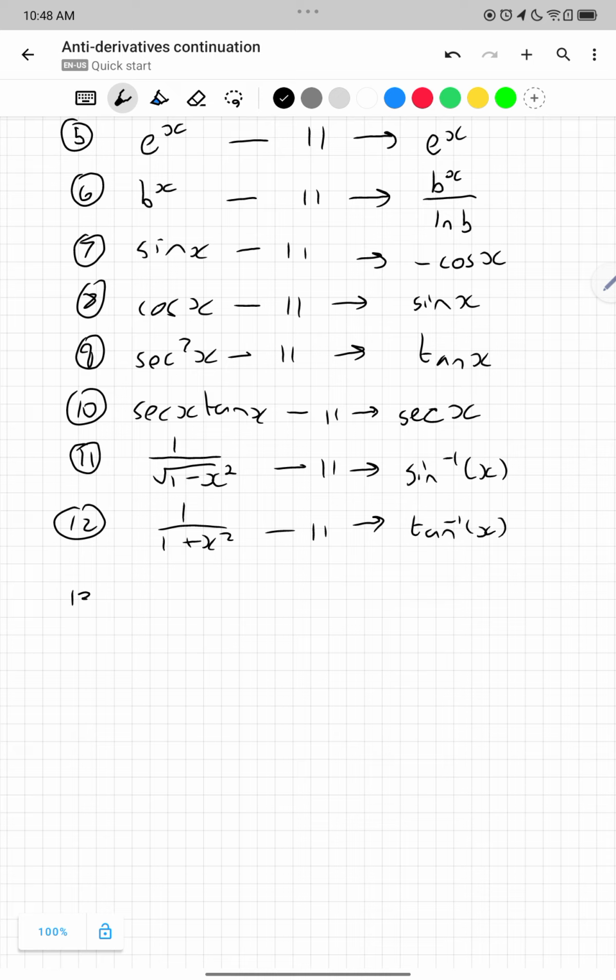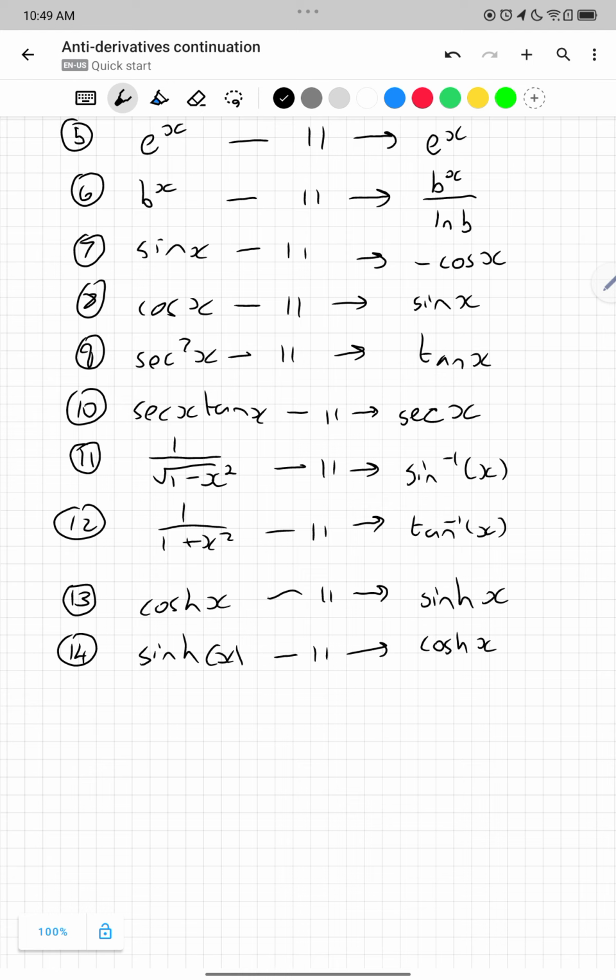And then 13 is cosh, which is hyperbolic cosine x. The antiderivative of that is going to be sinh, which is hyperbolic sine x. I'm a UJ student, so you need to use cosh and sinh and stuff. And then hyperbolic sine x, the antiderivative of that is cosh x, hyperbolic cosine x.